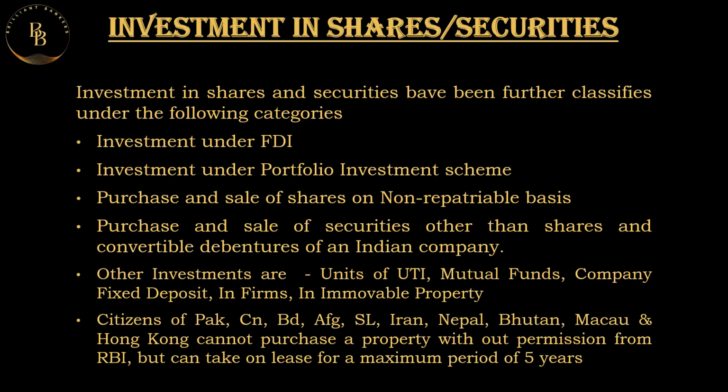They can also purchase immovable property, but there is a condition in the case of immovable property that they can't go for agricultural purchase or a farmland purchase or a real estate business. Citizens of Pakistan, China, Bangladesh, Afghanistan, Sri Lanka, Iran, Nepal, Bhutan, Macau, and Hong Kong, these 10 countries cannot purchase a property without permission from the RBI. In any case, an NRI from these countries cannot purchase a property without the permission of RBI. The only thing is that they can take a building or an area on lease for a maximum of 5 years.